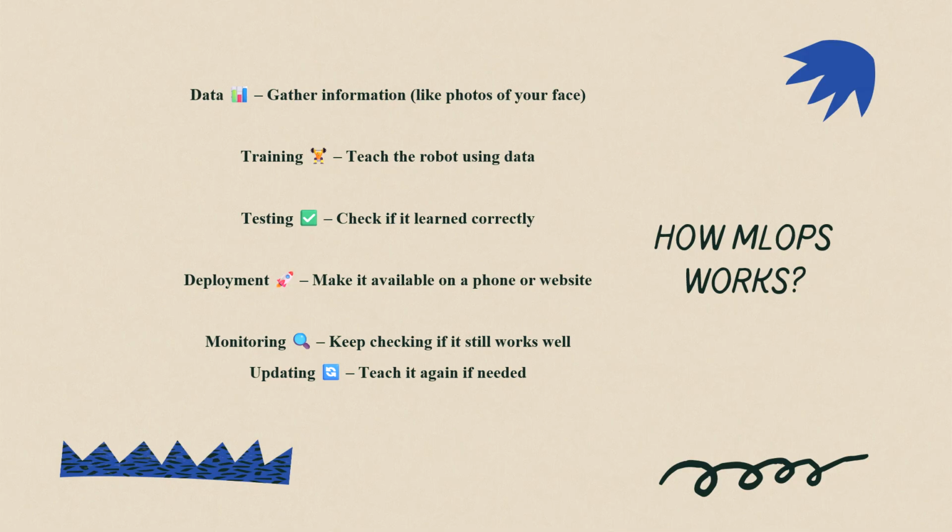And after that, updating it. Teach it again if it is needed. Okay, so if there is any critical data coming in and it is not predicting it correctly, you should probably go back to the teaching stage and teach it again, if it is needed only. So all these steps are managed using MLOps tools and processes. All these steps are made automated. So this is the complete blueprint of MLOps working.